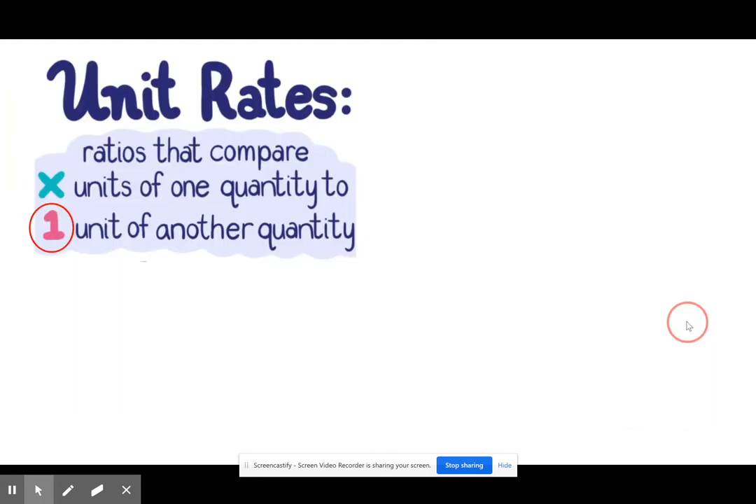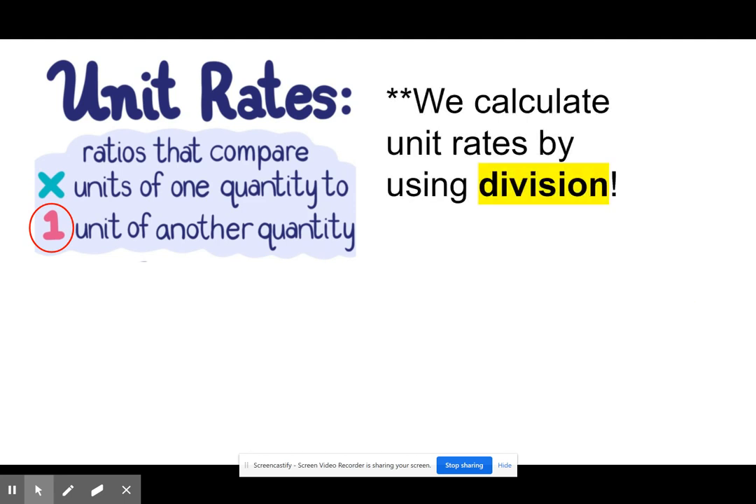So unit rates. Unit rates are ratios that compare X amount of units of one quantity or one thing to 1 unit of another. Miles per 1 hour, heartbeats per 1 minute, and so on. So we calculate unit rates by using division.